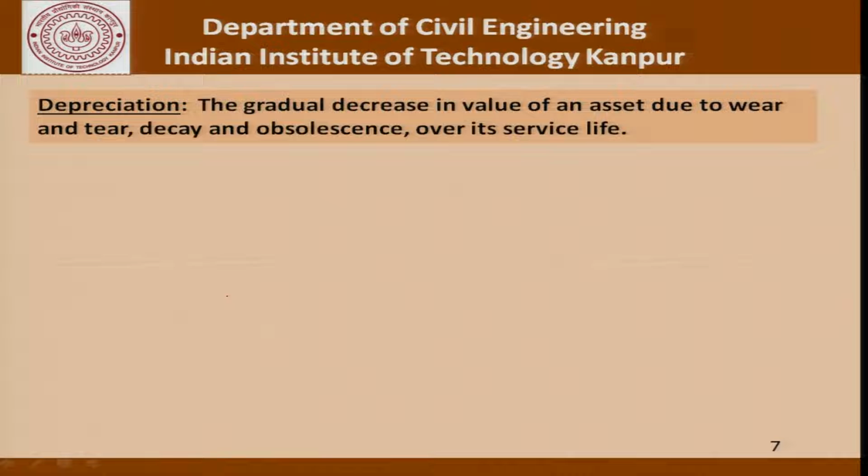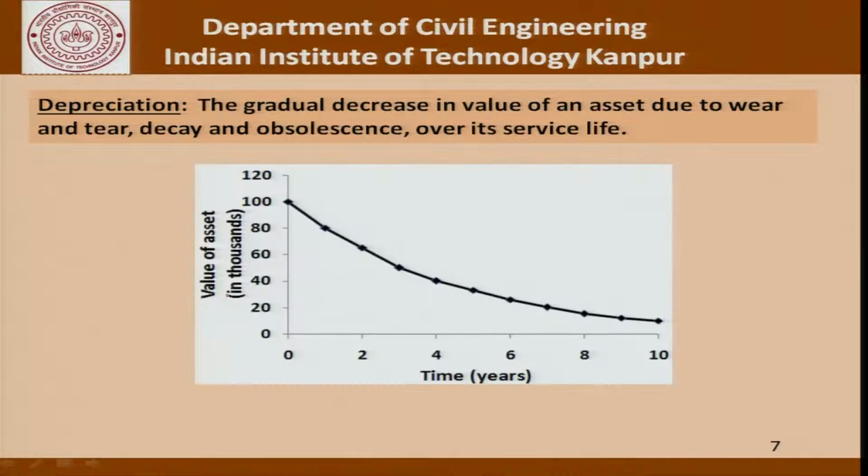Now, what is depreciation, which is the focus of our discussion today? We should remember that depreciation refers to the gradual decrease in value of an asset due to wear and tear, decay and obsolescence over its service life. This picture here shows a schematic sketch where the initial cost or value of the equipment is, let us say 100,000, and over a period of time, let us say it is 10 years, it reduces to something like 10,000. So, what is the value of this particular asset at a given point in time is something that we need to know, and this is what is called the book value.